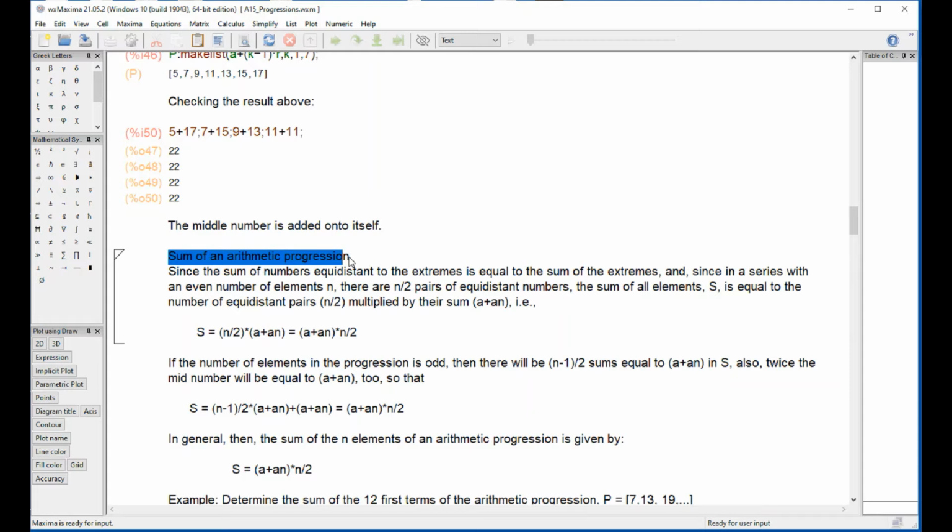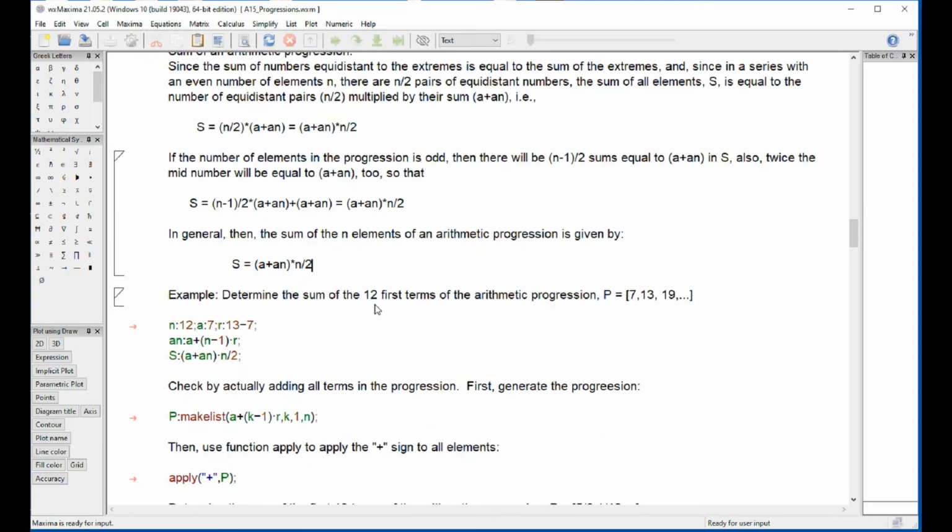Sum of an arithmetic progression. We're going to find a formula here. It turns out that because the symmetric terms add to the sum of the first and the last term, and there are n over 2 such sums, the sum is going to be equal to this quantity. For an odd number, or for an even number, it's the same thing. So the general formula is this: the sum of the elements in an arithmetic progression is equal to the first term plus the last term times the number of terms divided by 2.